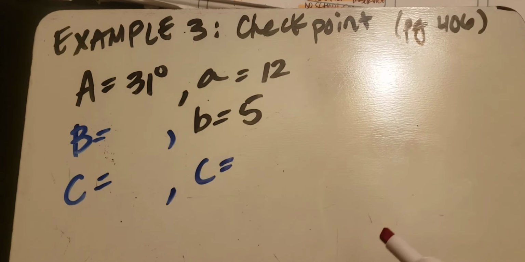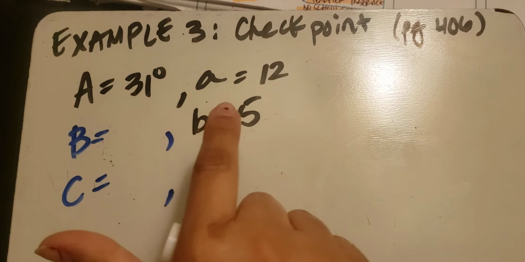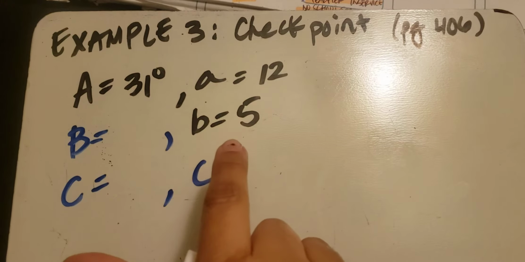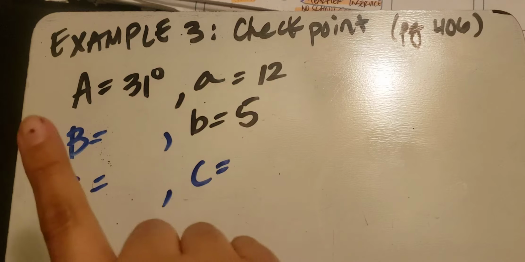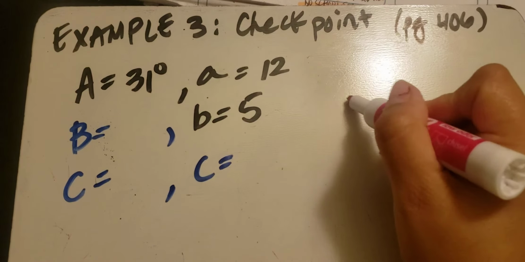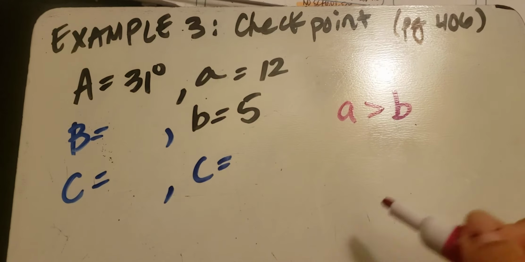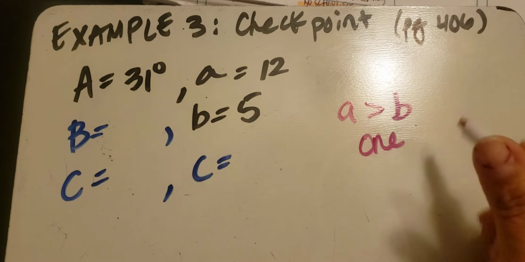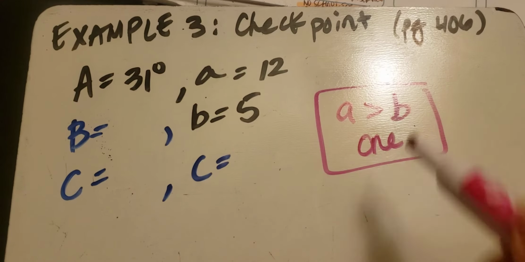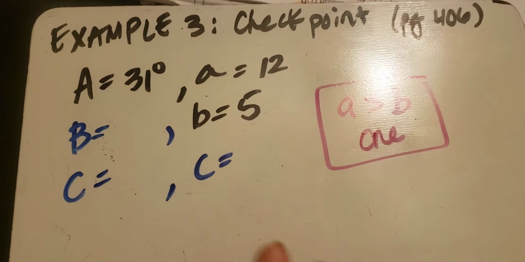If you look at this one, they give you an angle which is 31 degrees, a side which is 12, and another side which is 5. Out of all those solutions, it most likely fits the one where A is greater than B, and that would be one solution. So we know we're going to end up with one solution. But then that means this is going to be an obtuse triangle.